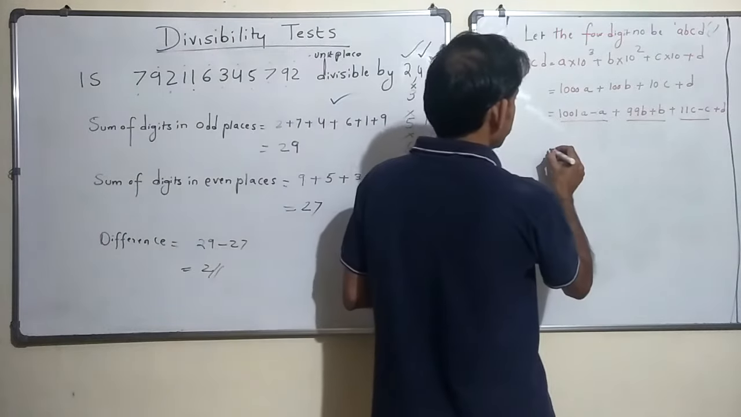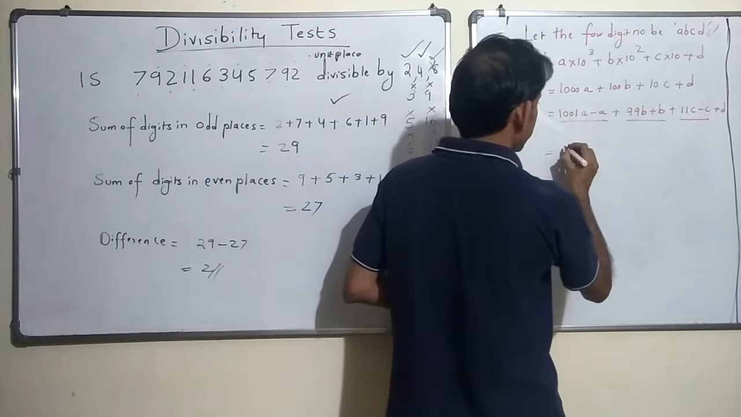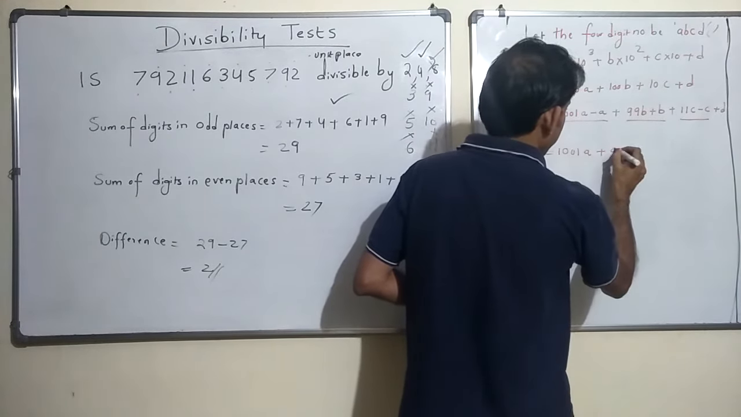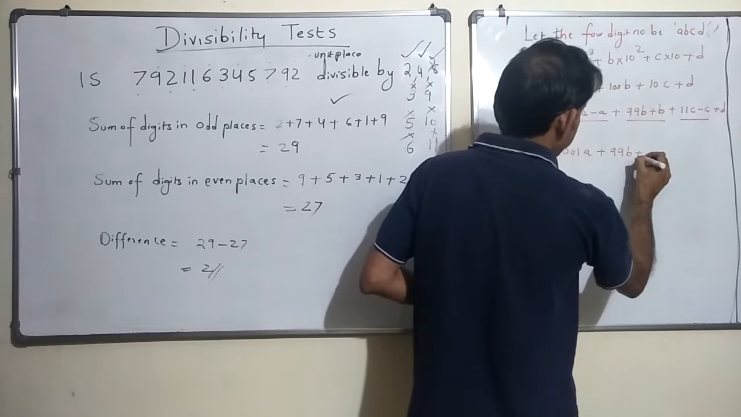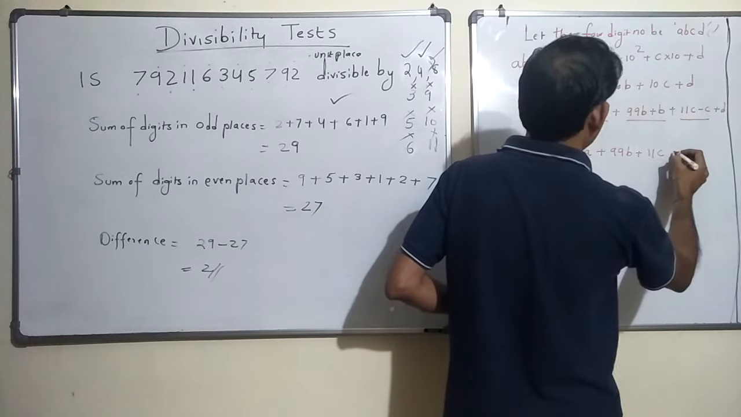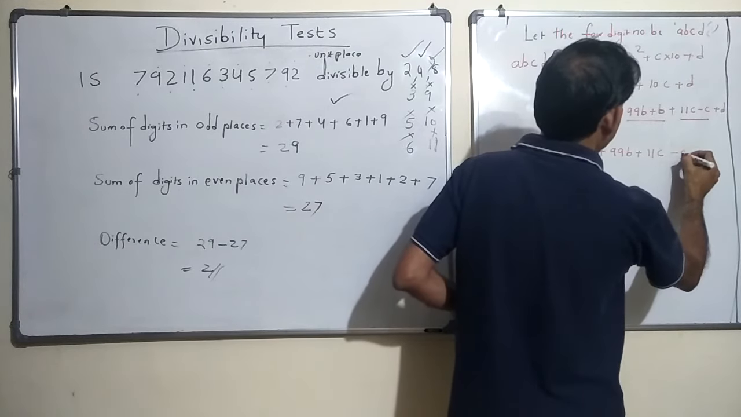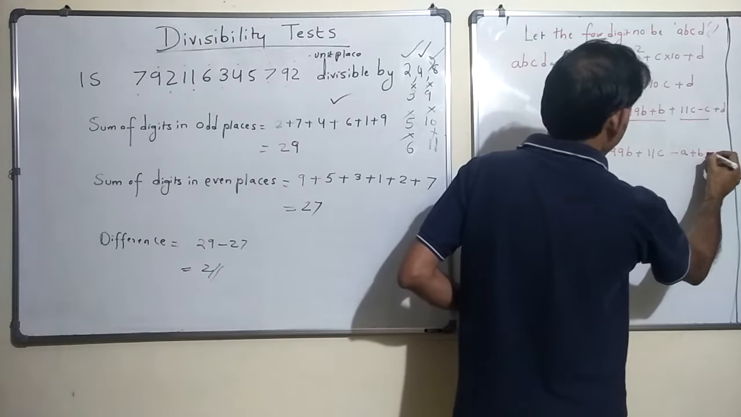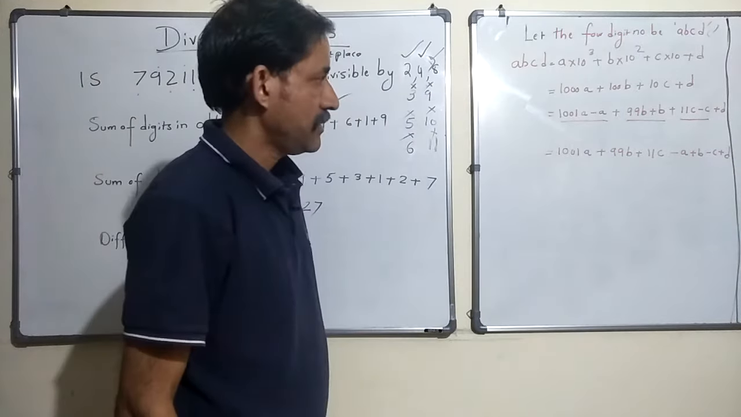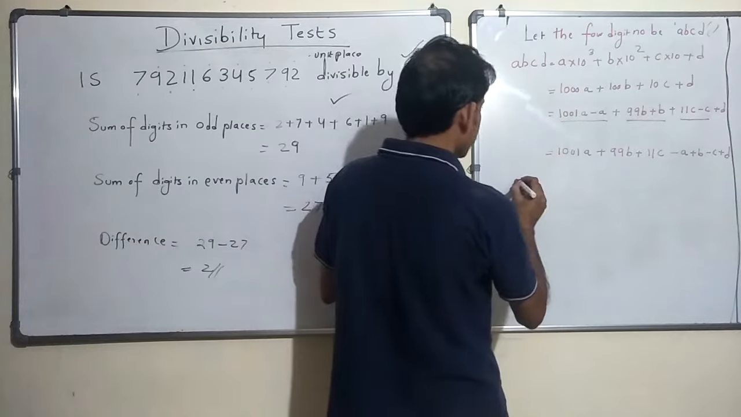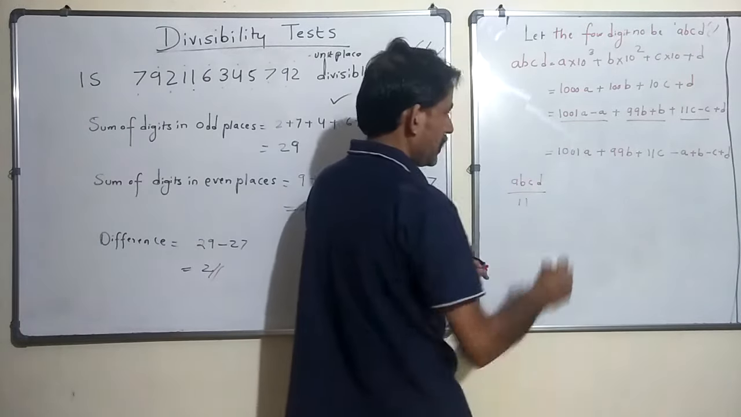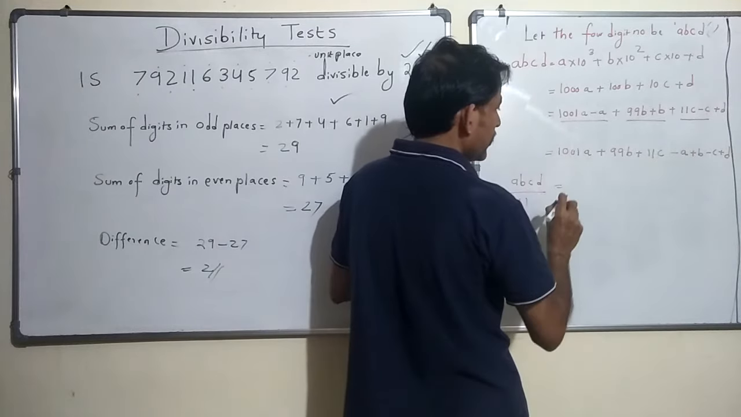Now I'll just rearrange the terms. So this becomes 1001A plus 99B plus 11C, minus A plus B minus C plus D. Is that right? Okay. Now let's divide both sides by 11. This is directly divisible by 11.